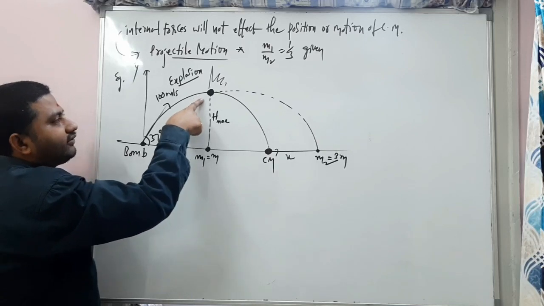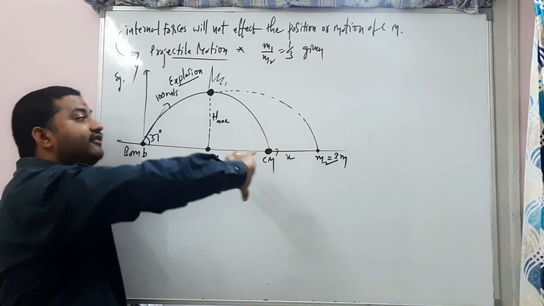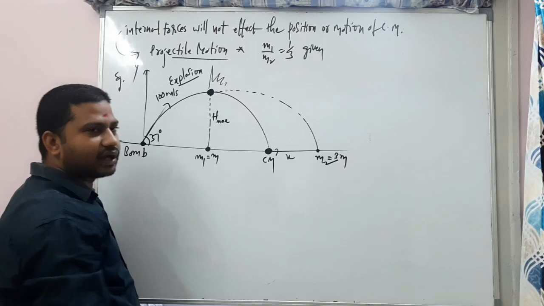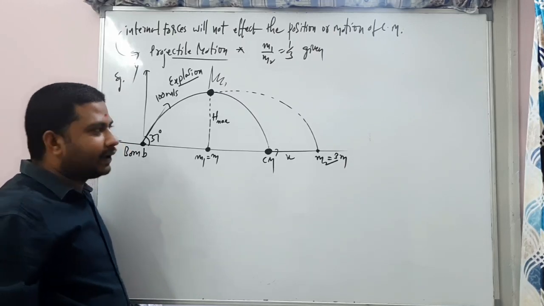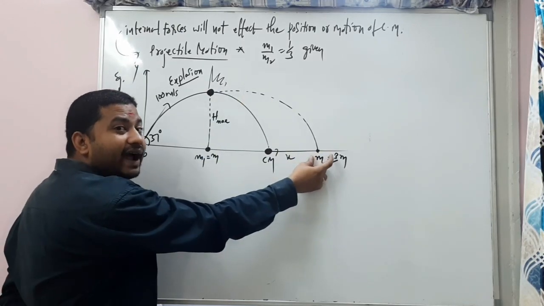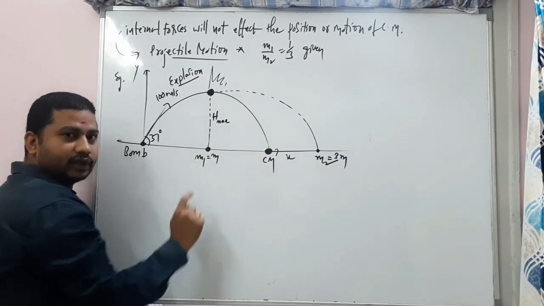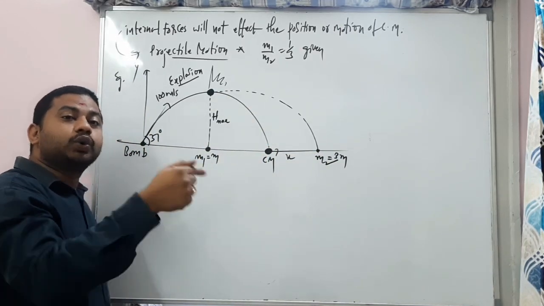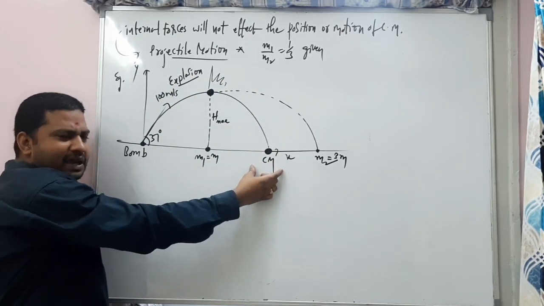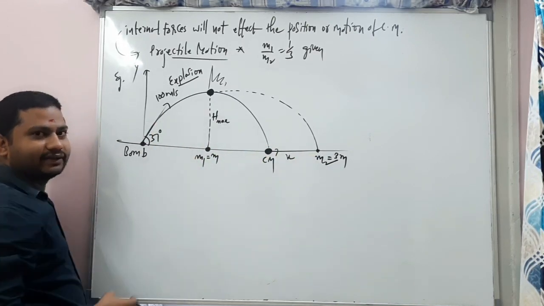At this point if the bomb explodes, the first mass comes to rest, and the second mass, how it moves and where it has fallen from the origin, that is the question. About the second mass they are asking. If the first mass falls here, the second mass will fall at some point such that their center of mass lies on the parabolic path. Without the explosion, what would be the actual path of the projectile? Exactly at that point, the center of mass of these two masses will stay.